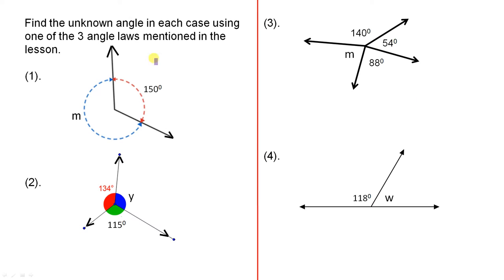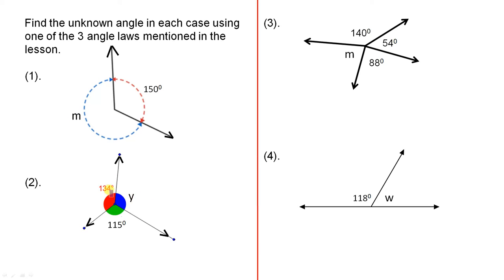Now, if you don't know what these three theorems were, on the last slide you will be directed to click on a particular link, and that link will take you to the lesson and it will explain how to do all these examples. So for example 1, we saw that if we have a situation like this, where that's an unknown angle, we are able to find the unknown angle because we know this one. That is 150. That enables us to find M. That was one of the theorems.